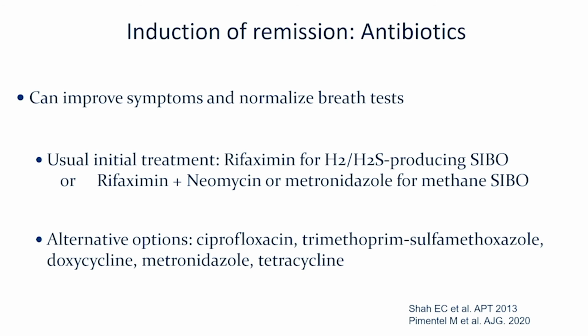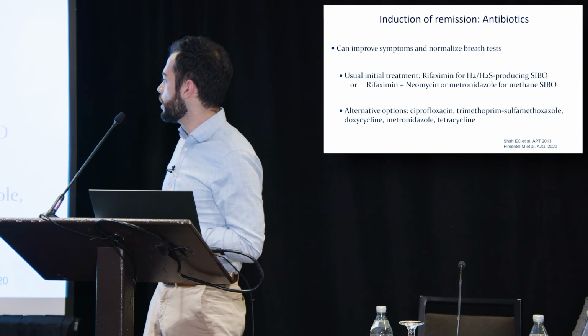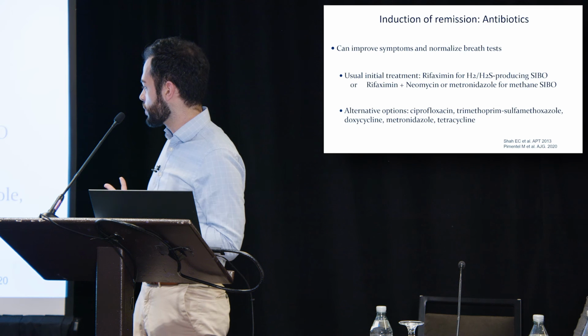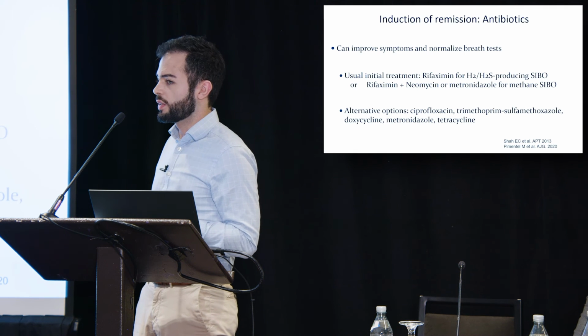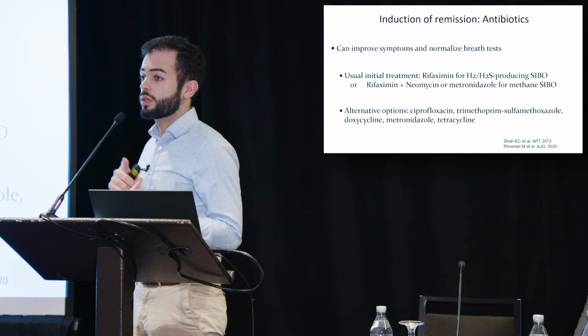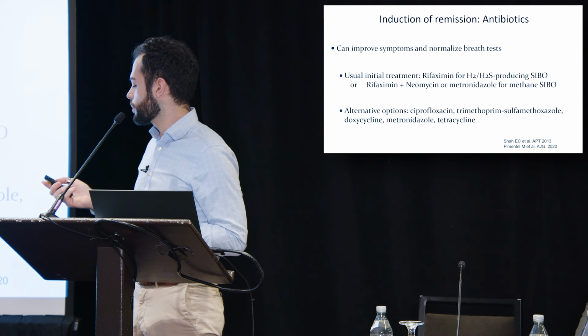So the antibiotics can improve symptoms and normalize breath tests. And for hydrogen sulfide and hydrogen, as I said, it's rifaximin. We could add bismuth to the hydrogen sulfide, as Dr. Pimentel mentioned. Or for the treatment of methane SIBO, or EMO, I'll let Kokay speak to that in more detail. Alternatives, these are just the names of antibiotics that we could use, like ciprofloxacin, trimethoprim sulfamethoxazole, doxycycline, metronidazole, and tetracycline. But again, we don't love to pursue this unless we are convinced that the patient has SIBO and we think that they may have some resistance to the first-line treatment.